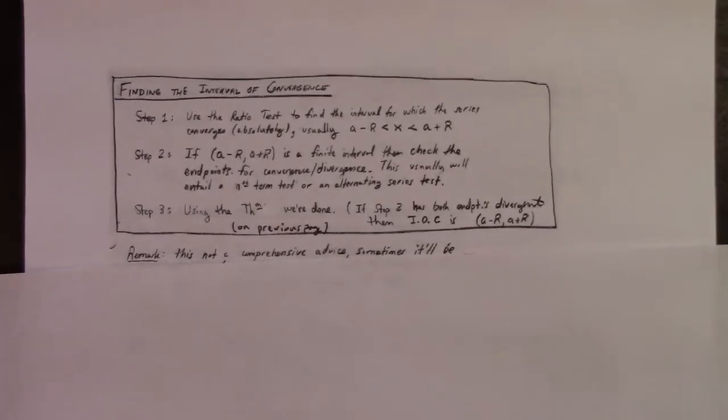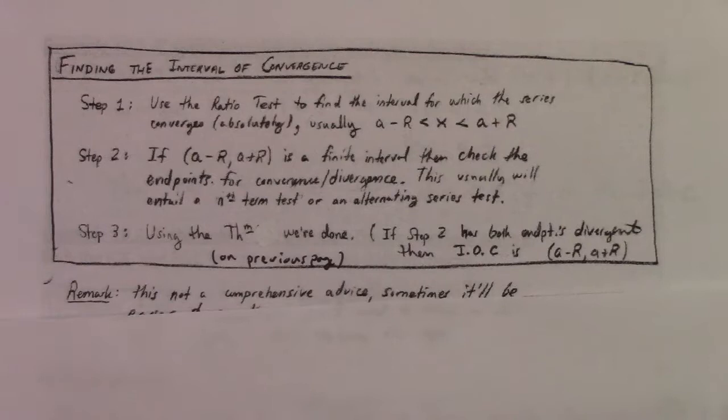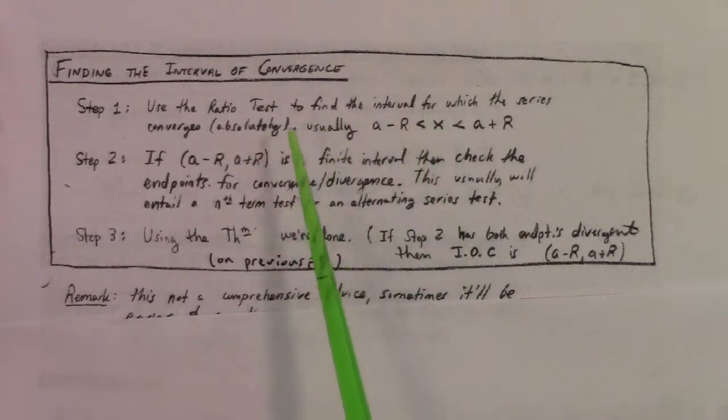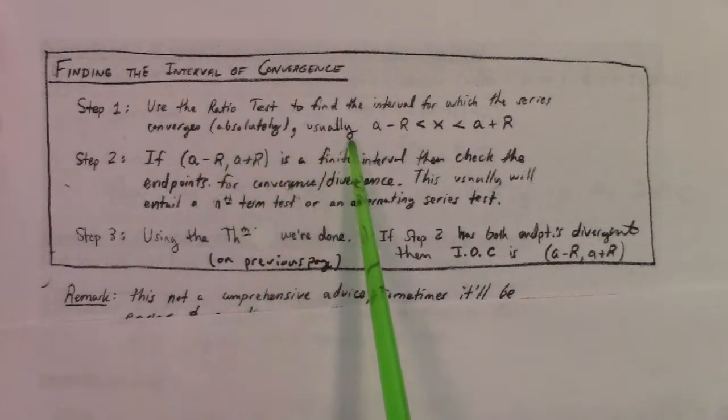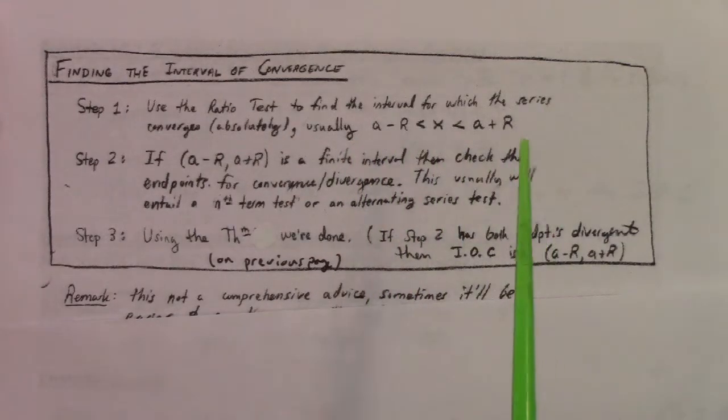So that means that the problem of finding the interval of convergence, all right, zoom in a bit because it's kind of tiny there, we can find the interval of convergence as follows. This is my typical strategy. We'll use the ratio test to find an interval in which the series converges absolutely, usually a minus r less than x less than a plus r.